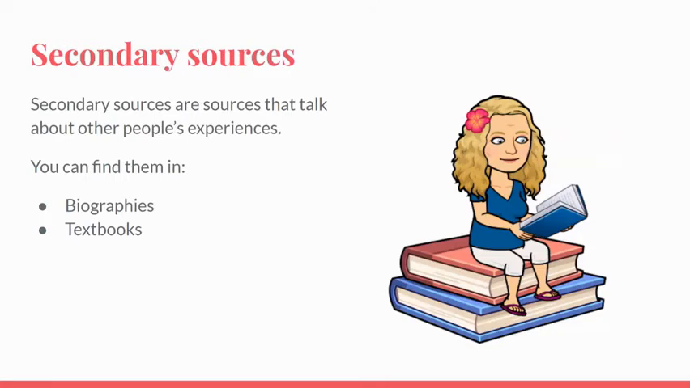So biographies are books written about other people, or textbooks. So our textbook for history that's online is considered a secondary source. It will contain little bits and pieces of primary sources, but it has other writing in it that's considered a secondary source. So biographies and textbooks are considered secondary sources.